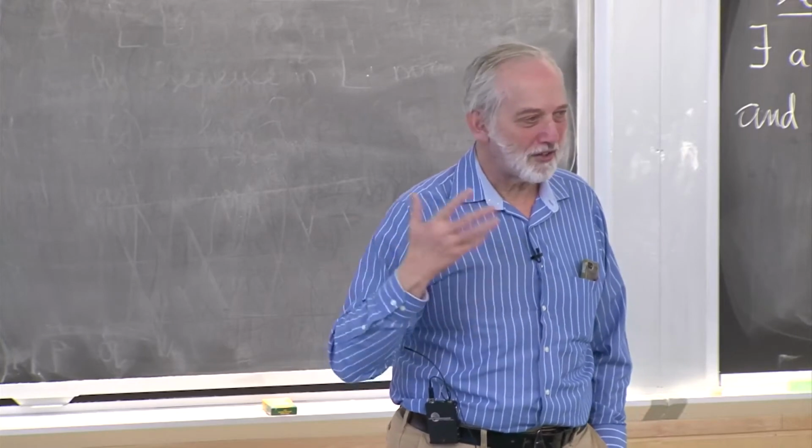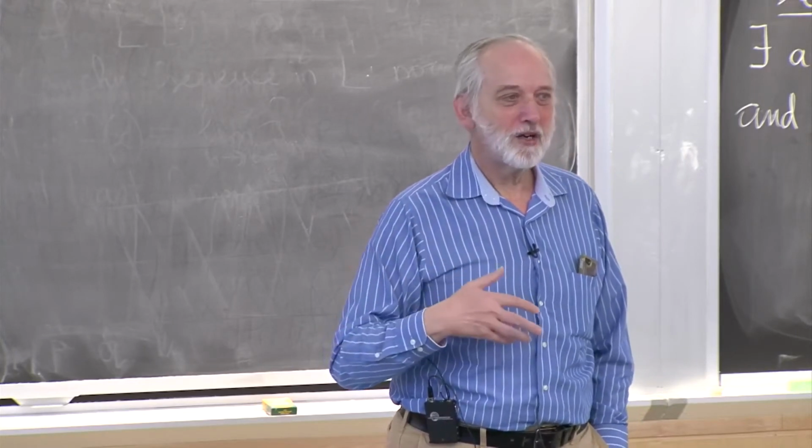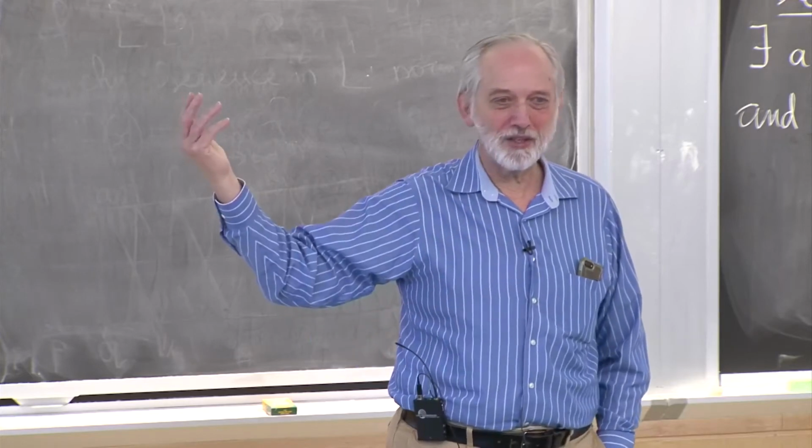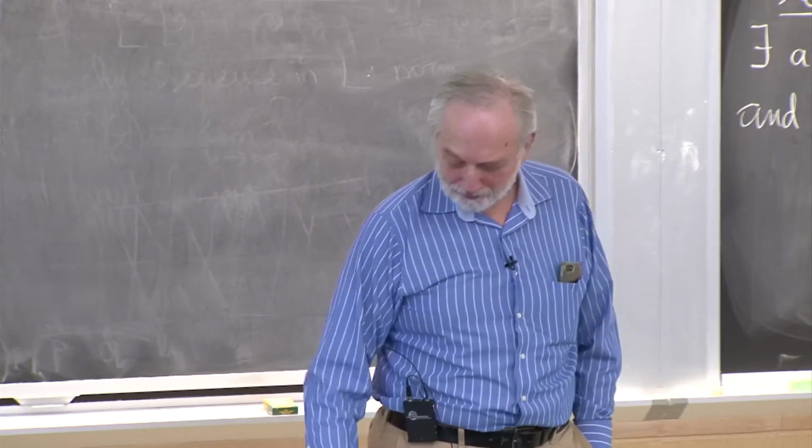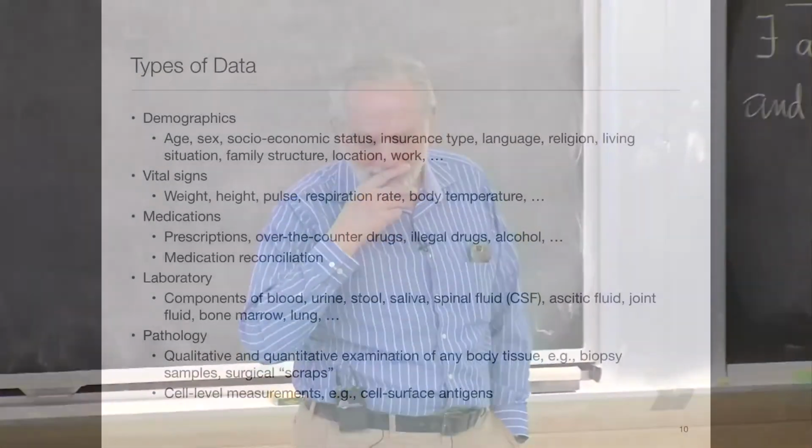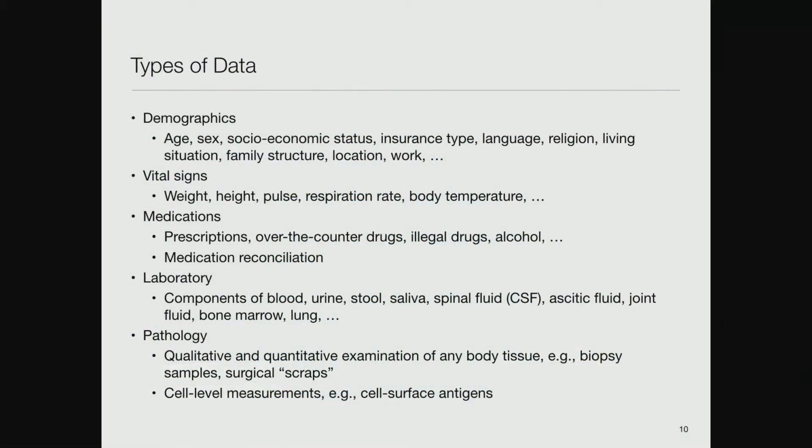Because there are all kinds of funny things about the way it's collected, about these artifactual things like 300-year-old patients and so on. Okay, so here's a catalog of the types of data that are available to us. So we have typical kind of electronic health record data from hospitals, demographics, age, sex, socioeconomic status, insurance type, language, religion, living situation, family structure, location, work, etc. We have vital signs: your weight, your height, your pulse, respiration rate, body temperature, etc.